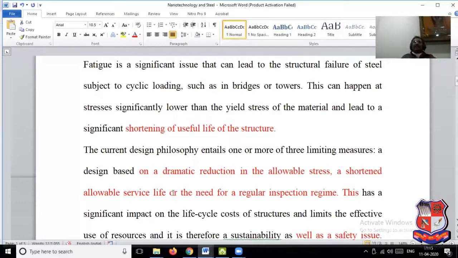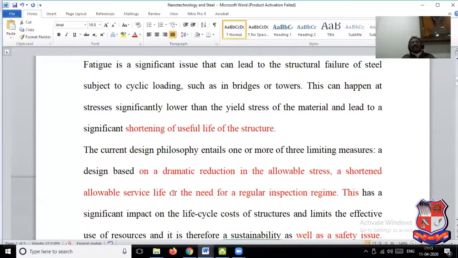So the current design philosophy entails one or more of three limit measures. Among those, first is design based on a dramatic reduction in the available stresses. So that is the aspect of design. Right now we have wonderful software also. By using that software, we first draw the structure and put it on simulators, and then we can easily do that.